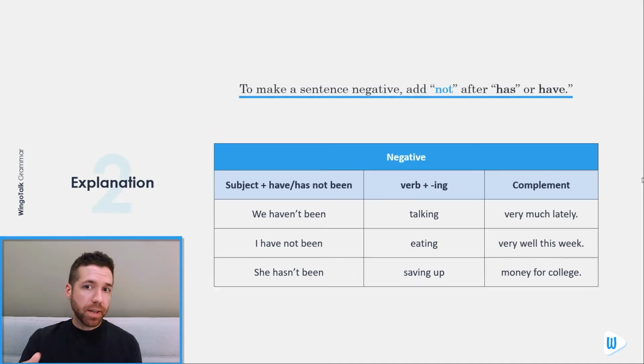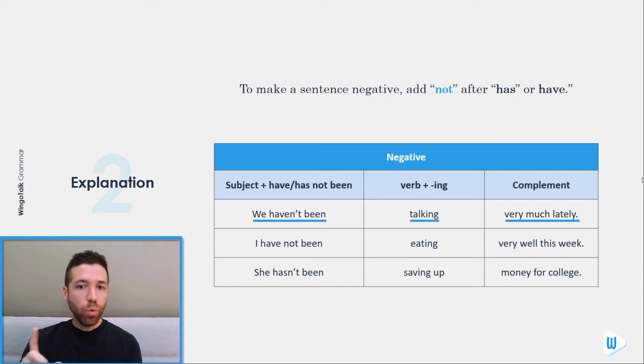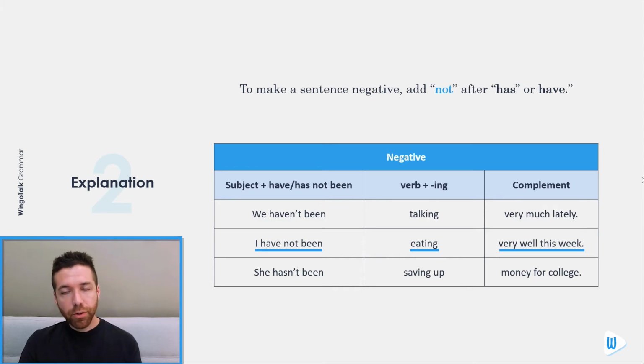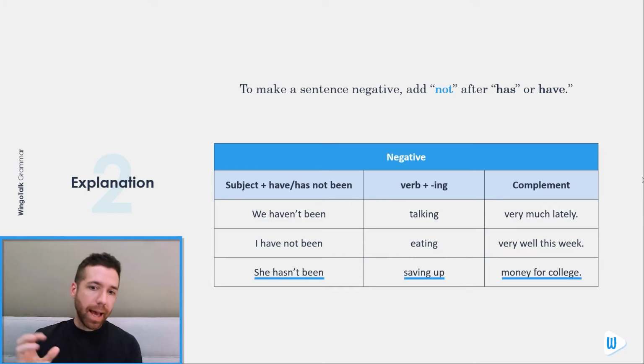To make a sentence negative, add not after has or have. We haven't been talking very much lately. I have not been eating very well this week. She hasn't been saving up money for college.